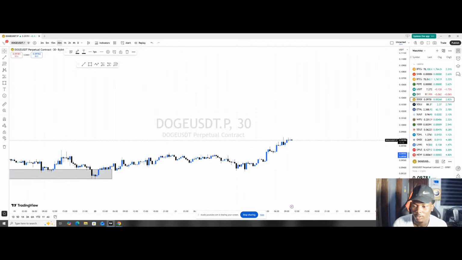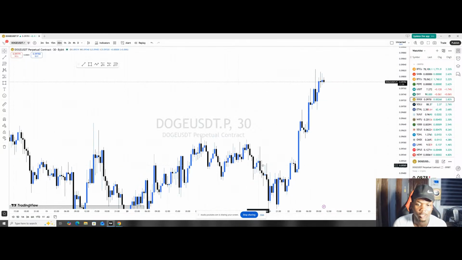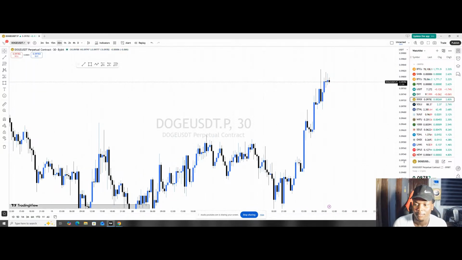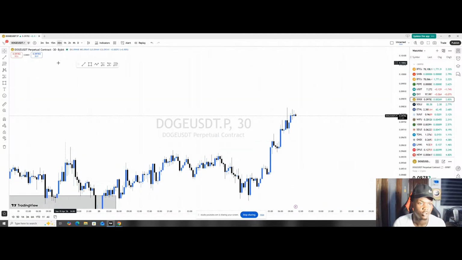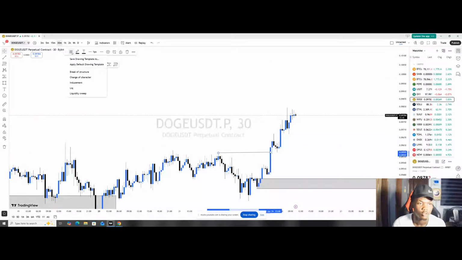So now let's go to the lower time frame and see if we could get anything out of this. If I am going to take my entry on Doge, I'm going to be looking to take my buy setup from this point. We have our break of structure here, and we have an imbalance level at this point.